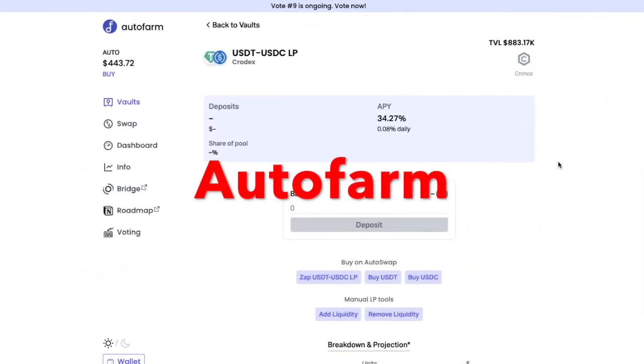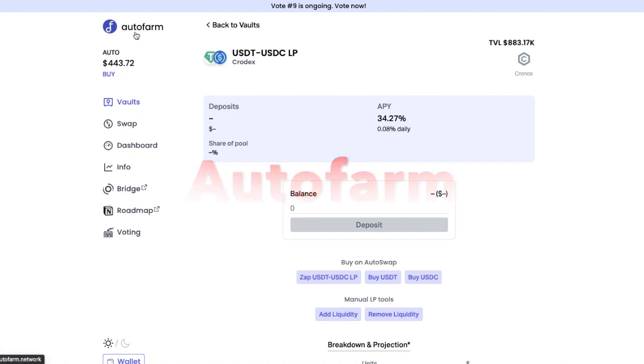The next one was Autofarm. Autofarm is another fairly stable protocol. This started from the Binance Smart Chain days. Autofarm and Beefy Finance are pretty stable Binance Smart Chain protocols. And now they've expanded to Cronos chain. Cronos is your CRO, and here you can get a USDT USDC liquidity pool for 34%. Right, so these were some of the three strategies that I could pick as of today.